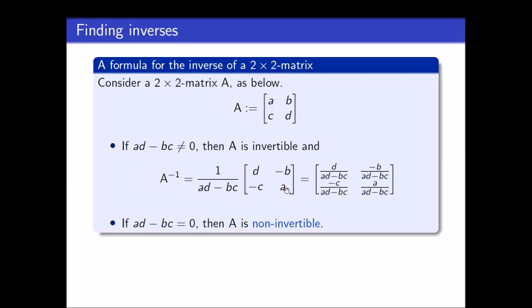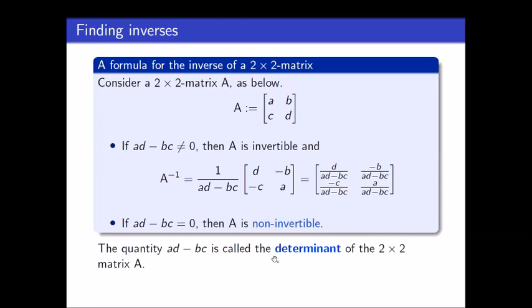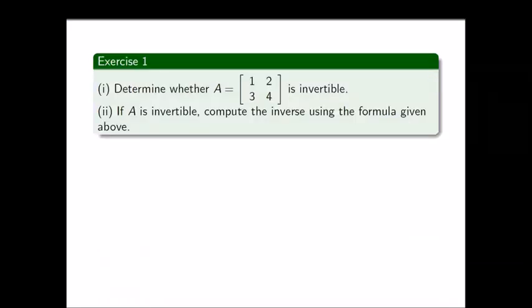And one can verify that this A inverse times A is always identity and A times A inverse is also always identity. And if AD minus BC ends up being 0, then A is non-invertible. This quantity AD minus BC is called the determinant of the 2 by 2 matrix A. And we'll generalize determinants to all square matrices in the next episode. Okay, so let's look at an exercise.